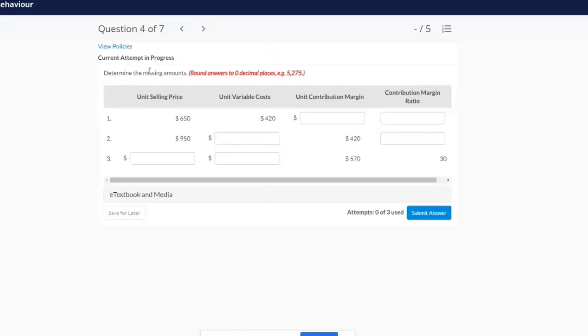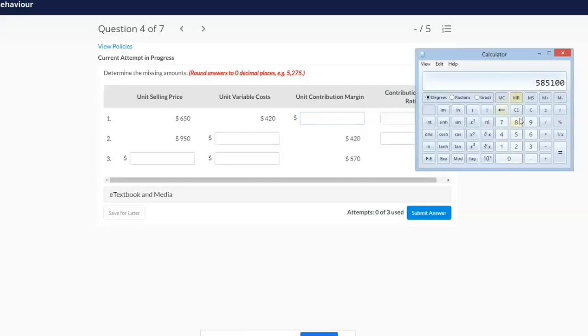Okay. Determine the missing amounts. Zero decimal places. Unit selling price, unit variable cost, unit contribution margin, which is the difference, right? 650 minus 420, 230.